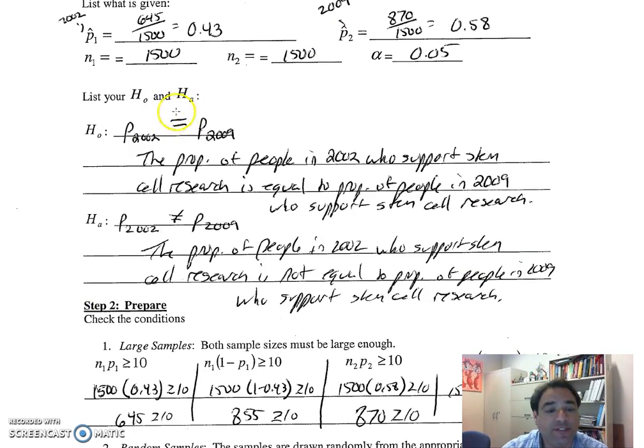So our H0 again is equal. We're setting the first group equal to the second group, and we're being consistent. If 2002 is first, it's always first. 2009 is second. So the proportion of people in 2002 who support stem cell research is equal to the proportion of people in 2009 who support stem cell research. And our HA is p2002 is not equal to p2009. The proportion of people in 2002 who support stem cell research is not equal to the proportion of people in 2009 who support stem cell research.